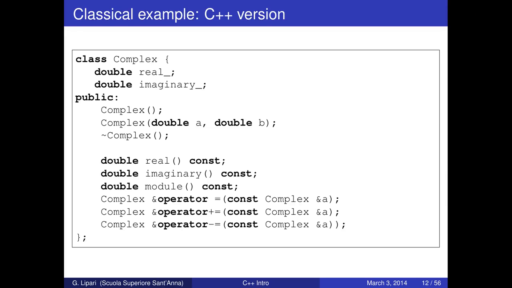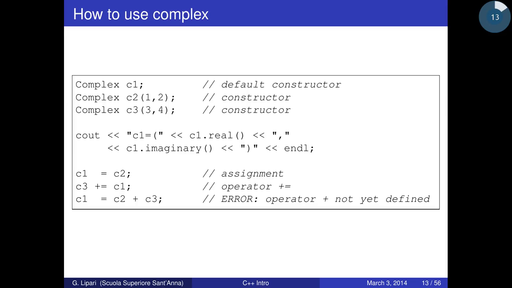In C++ instead, what you have is much more support from the language in defining new data types. For example, what you would do in C++ is to define a class complex, which contains again a real and imaginary part, and then define the operations within the class. So you would define, for example, two constructors, which are functions to create the objects, a destructor, which is a function to destroy the object when it's not needed anymore, and then functions for computing the real part, the imaginary part, the module, to assign one complex variable to another complex variable, to sum, to subtract, and so on and so forth.